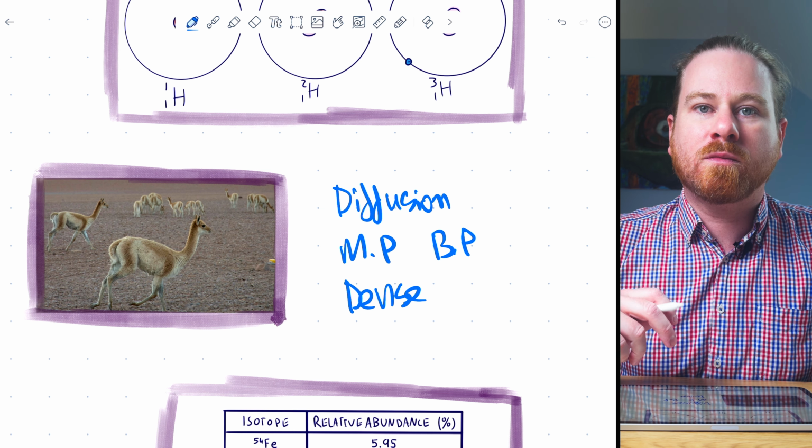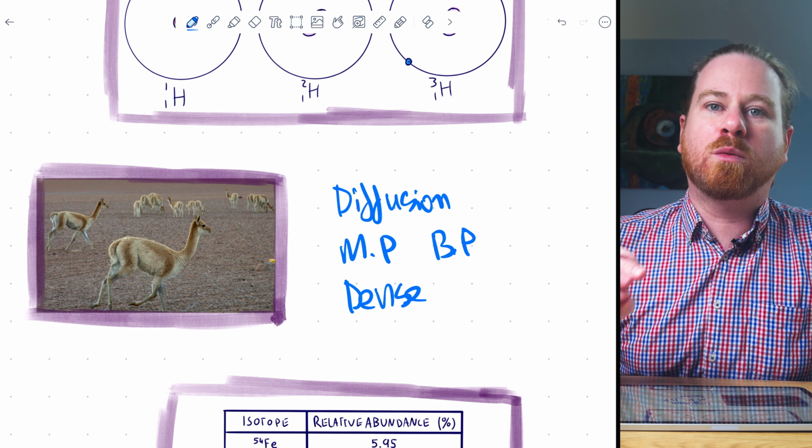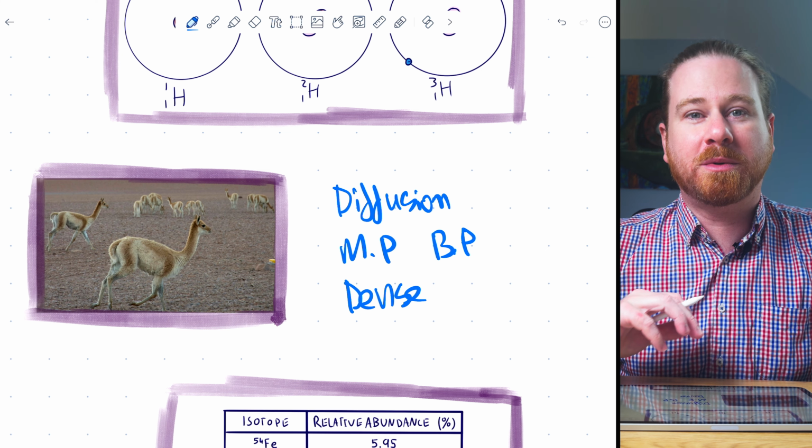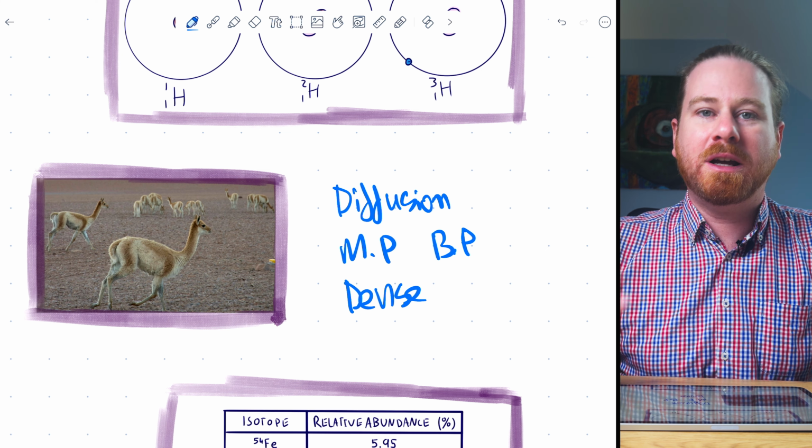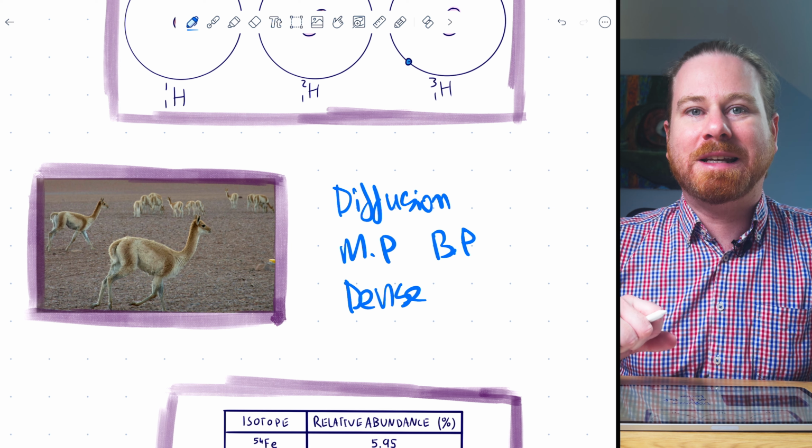So usually, all the different isotopes of one element are mixed together, so the physical properties will be the same. It's only when you isolate the isotopes that you will see the difference.